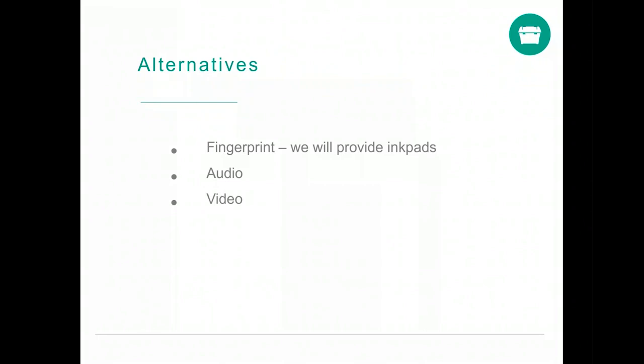So it's important to understand whether that person is willing to write maybe a scribble, or if not, give them an alternative way. So you can record it through audio or video, or you can do fingerprint consent, and we'll provide ink pads for this. It's just getting an understanding of what that person is willing to do, and they don't feel pressured into writing something when they can't write.